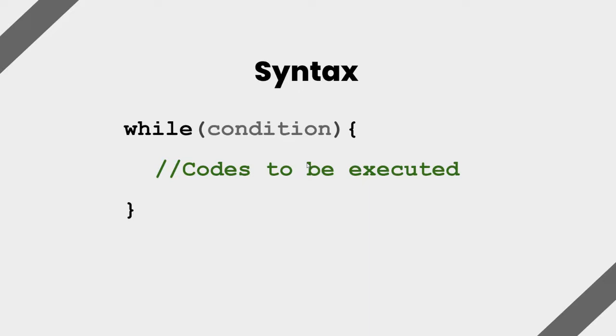So here we have a very brief syntax of the while loop. It begins with the while keyword, and within the normal brackets we have a condition that we've set. Inasmuch as this condition is met, the code within the curly braces would always execute over and over and over again, and it would run infinitely if we do not set a limitation to it.